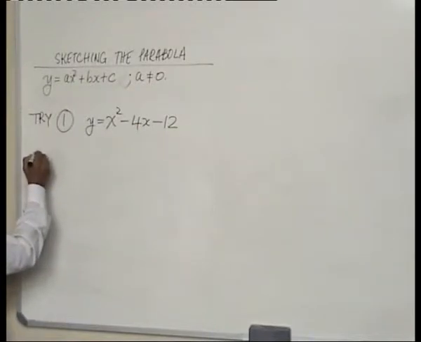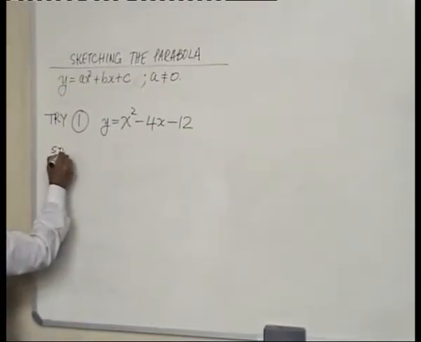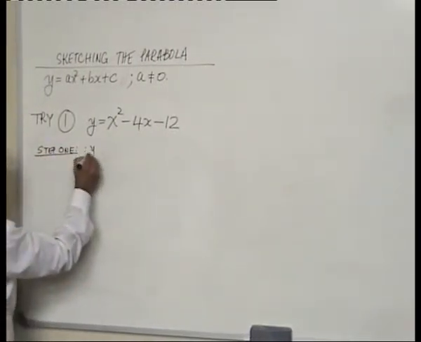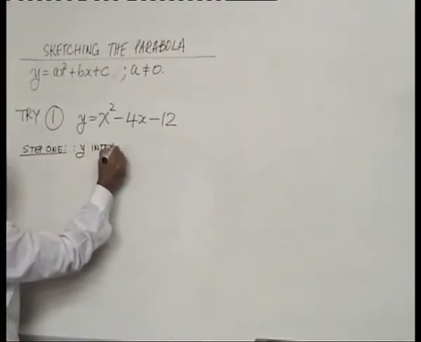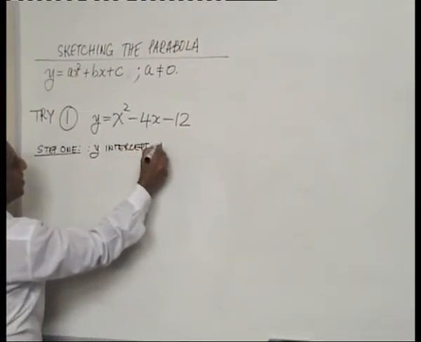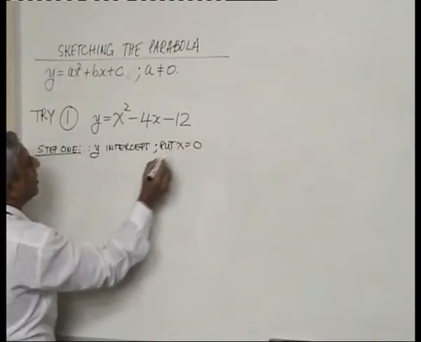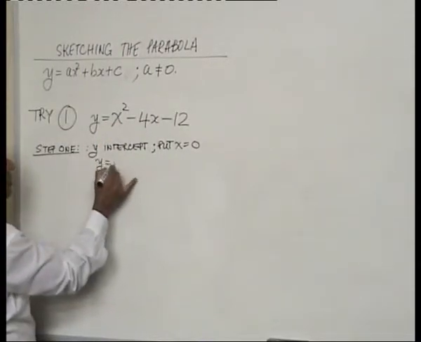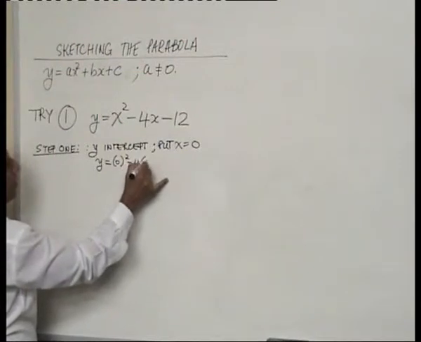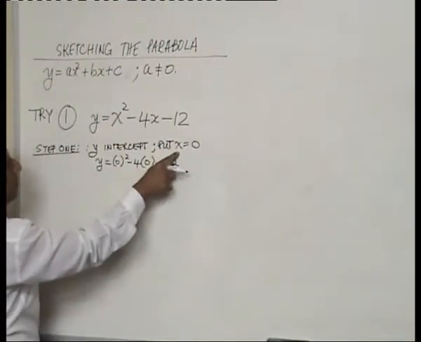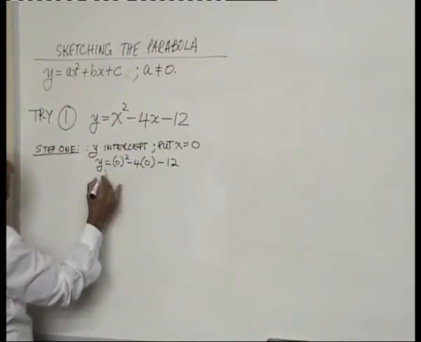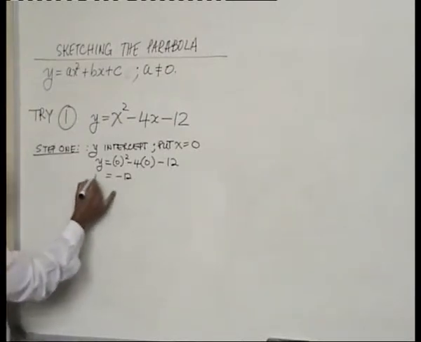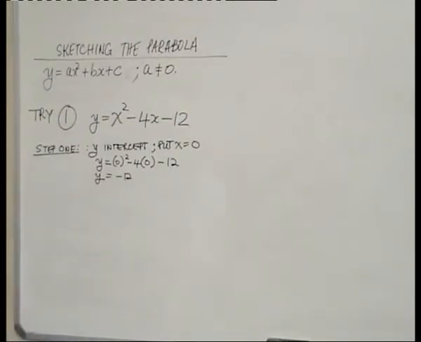Alright, welcome back after all that hard work. So step 1, you were trying to find the y-intercept. You put x equal to 0. Now you are smart. If you put 0 here and 0 there, you end up with y is equal to 0 squared minus 4 into 0 minus 12. And that gives you a final answer of minus 12. So the y-intercept is equal to minus 12.